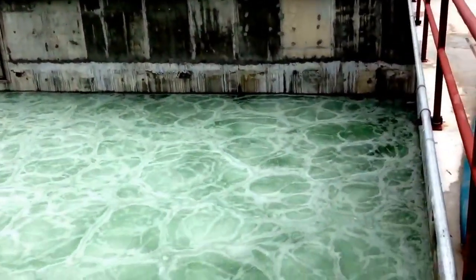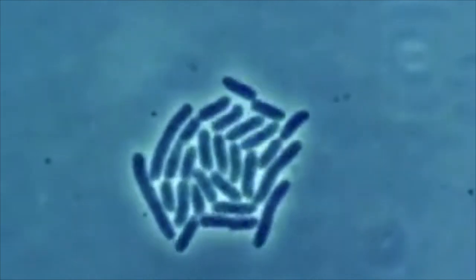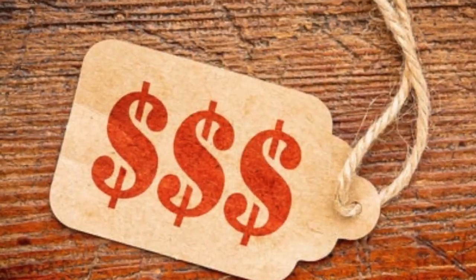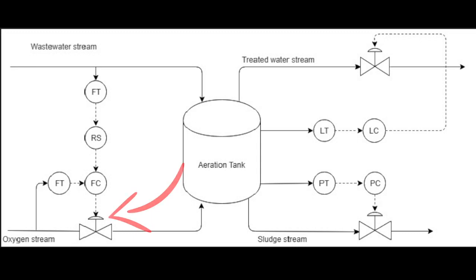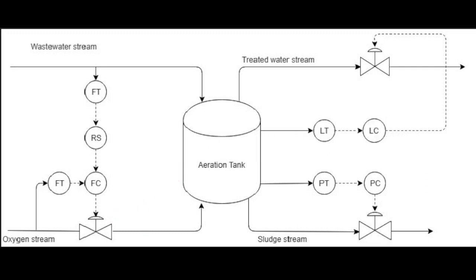By having an ideal amount of oxygen flowing into the tank according to a specific ratio, we can prevent the microorganisms from reproducing too fast as the oxygen is always in excess. This also increases the economic feasibility as oxygen is very expensive. The valve for the oxygen stream should be fail close, as if the valve is faulty, the expensive oxygen will not go to waste by flowing everything into the aeration tank.